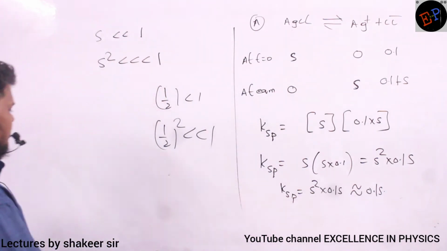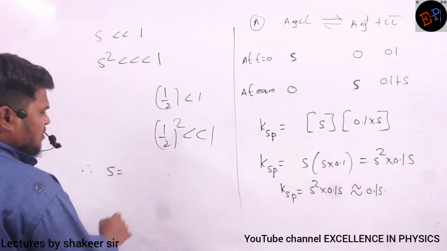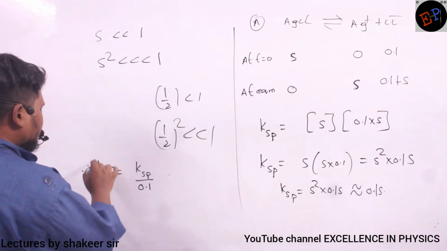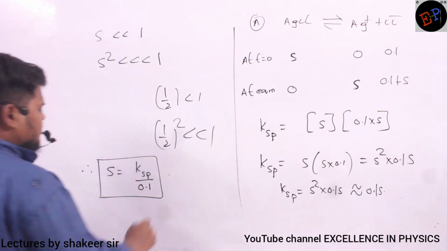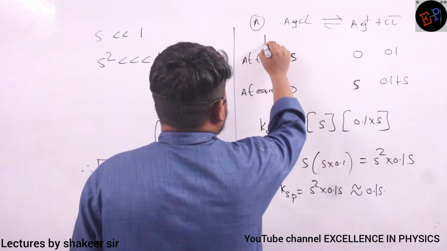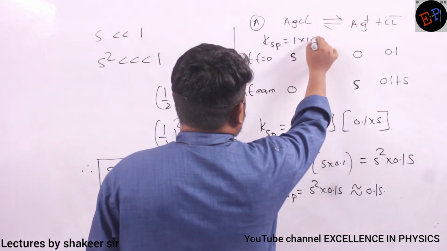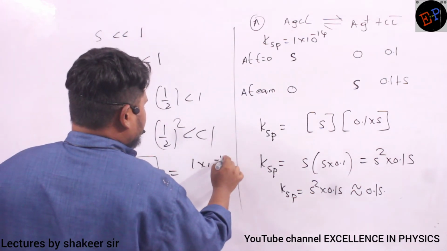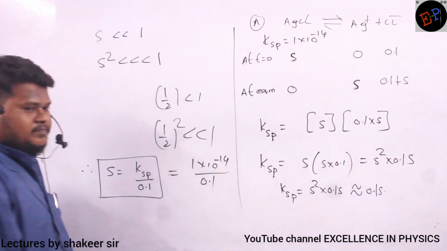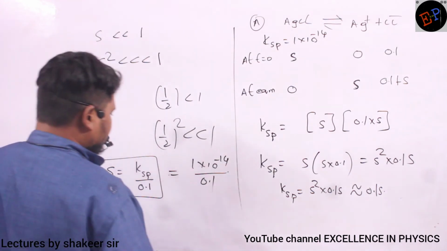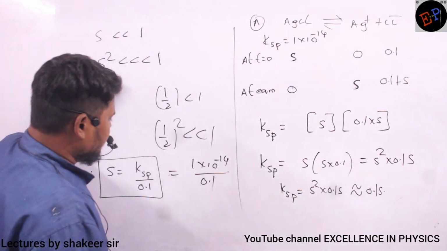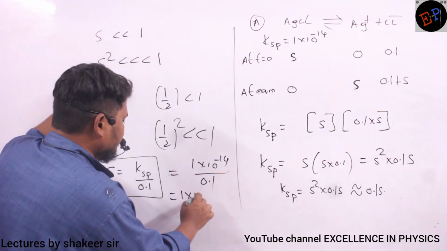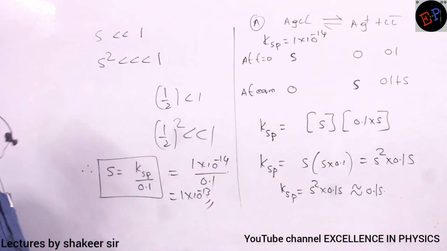Is it clear? So solubility is Ksp divided by 0.1. This is my answer. If the Ksp value in this condition is 1 into 10 power minus 14, substitute here: Ksp is 1 into 10 power minus 14 divided by 0.1. 0.1 means 1 by 10, so 1 by 10 goes to the numerator. So it is 1 into 10 power minus 13. This is the S value.